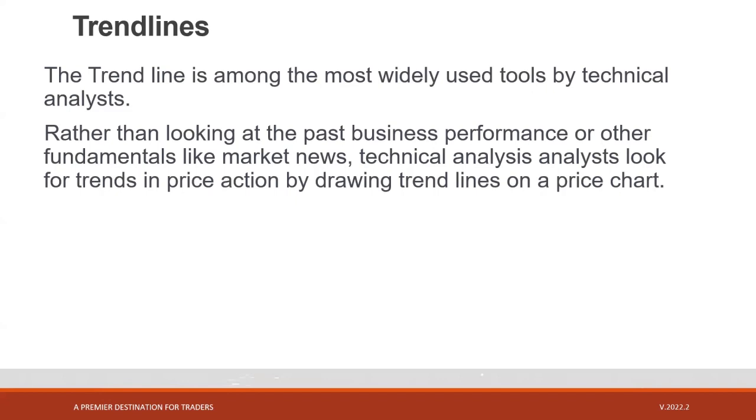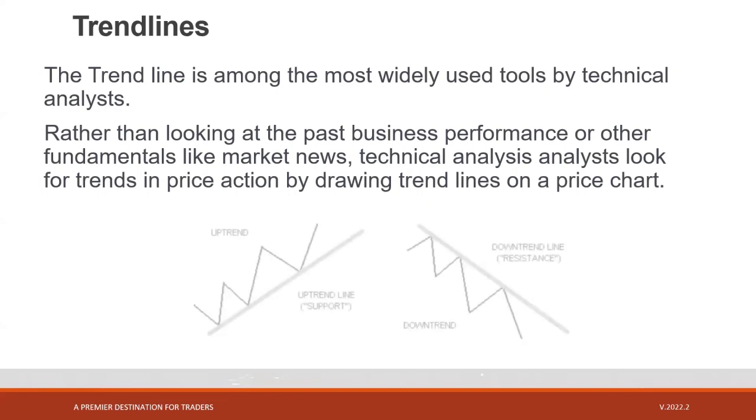Now, when we draw support and resistance, we look for previous areas where price has rejected or bounced away from, and then we draw lines to watch for what price will do in the future when it gets there. But a trend line serves as support or resistance, but dynamic. So it's not flat. Rather than looking at past business performance or other fundamental market news, technical analysts look to trend. Remember, we talked about trending. We, as traders, look to make trading decisions based on what the market is doing, whether it's trending higher or trending lower.